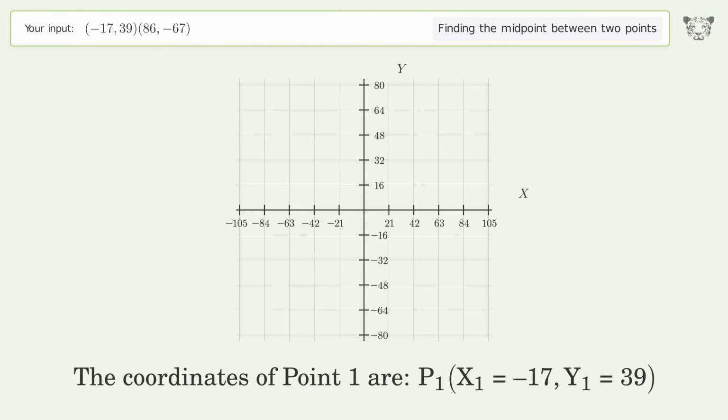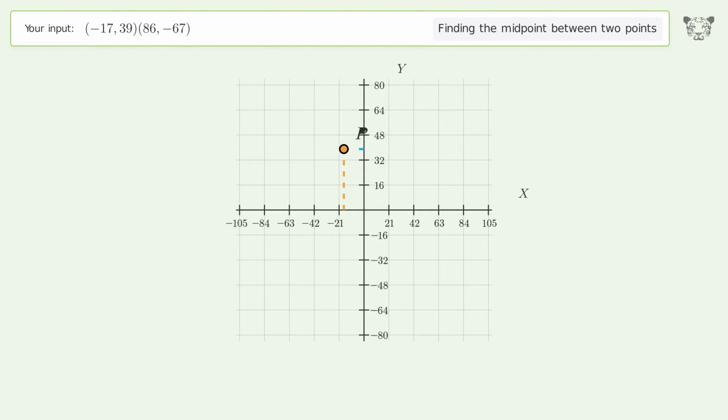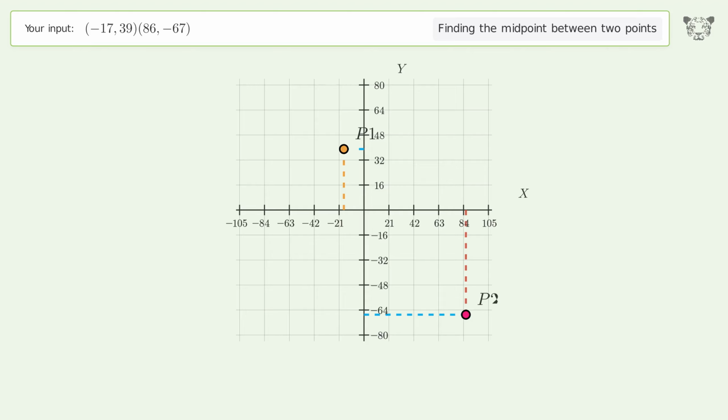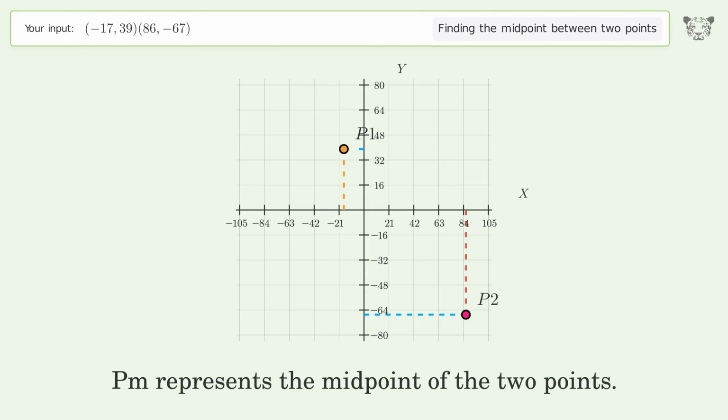The coordinates of point 1 are, x1 equals -17, y1 equals 39. The coordinates of point 2 are, x2 equals 86, y2 equals -67. PM represents the midpoint of the 2 points.